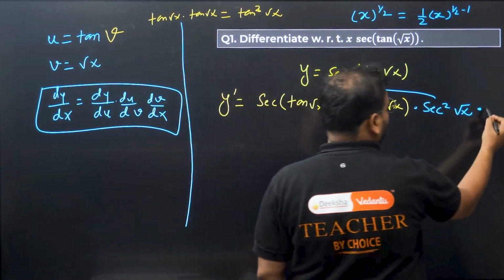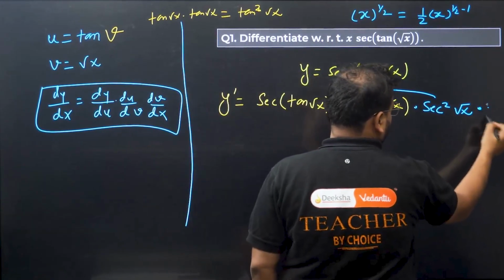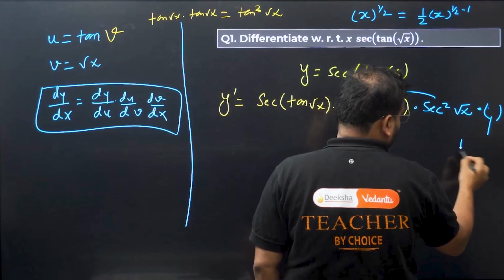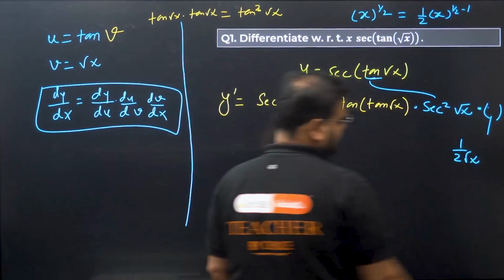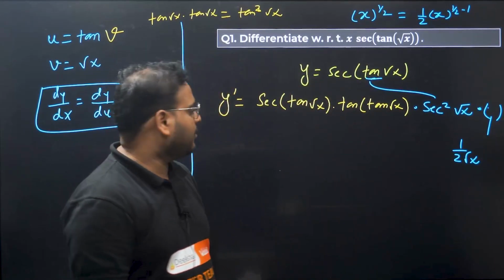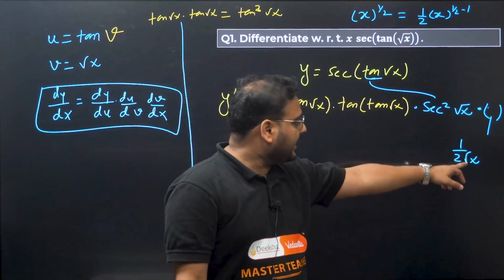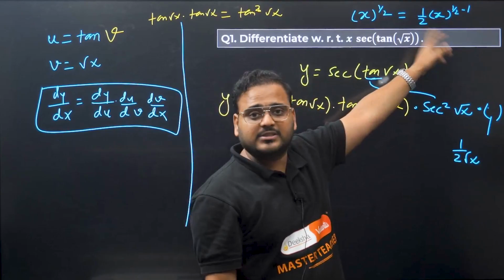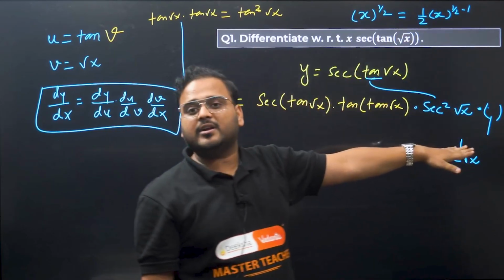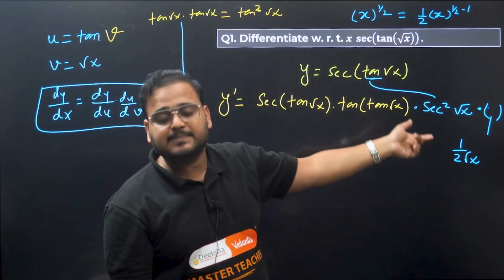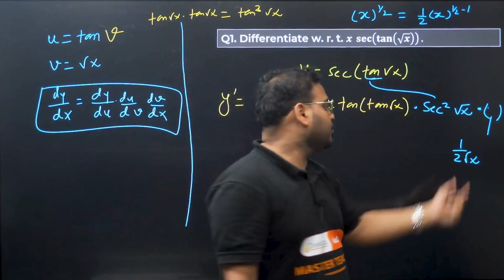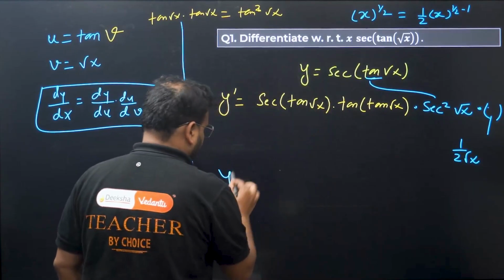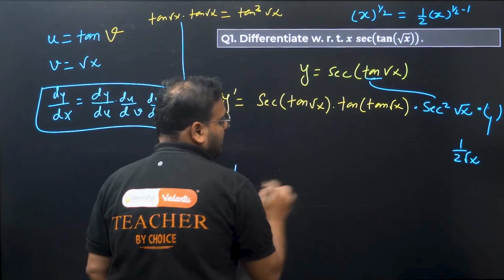So what you'll have? I can write this bracket, and this bracket will have 1 by 2 root x. Please check. Basically, I can write this as 1 by 2 x power minus 1 by 2 minus 1, which is minus 1 by 2. It will come in denominator. It will become x power 1 by 2 in the denominator, simply root x.